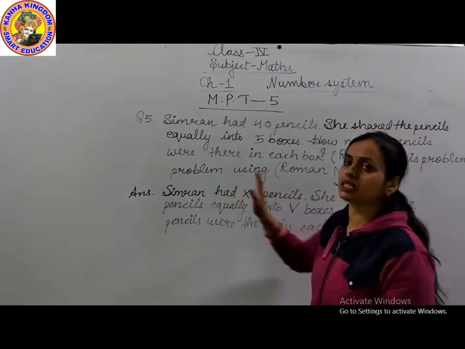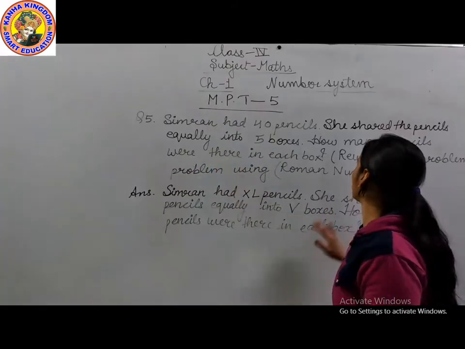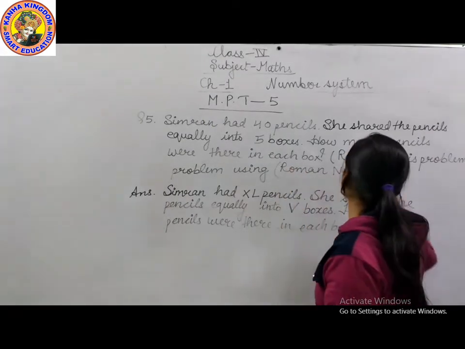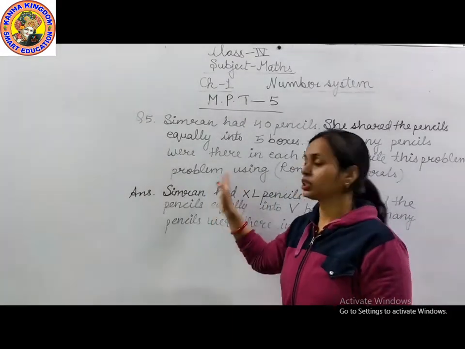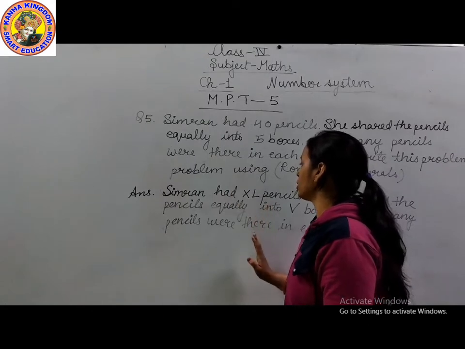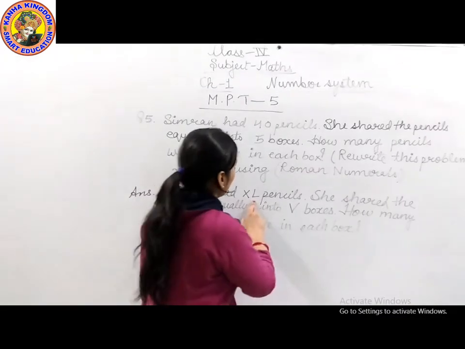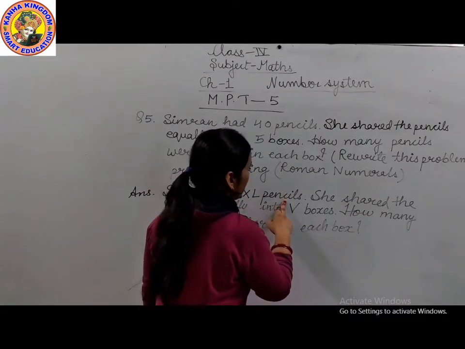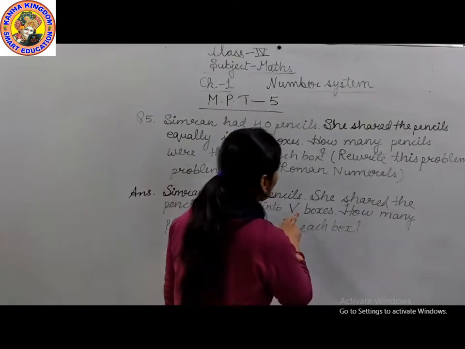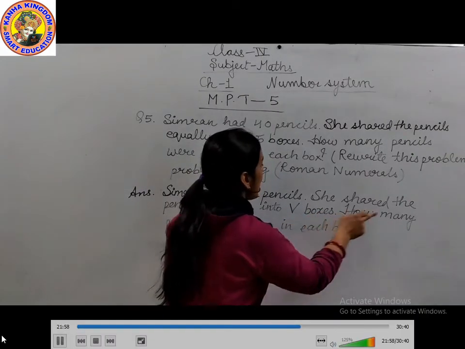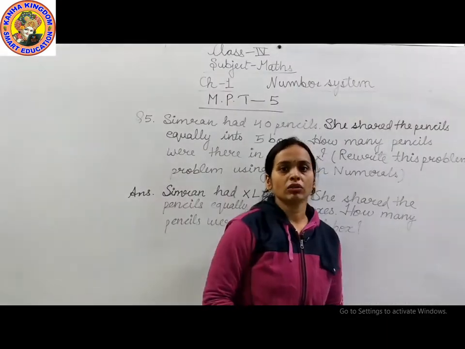So the question is, Simran had 40 pencils. She shared the pencils equally into 5 boxes. How many pencils were there in each box? So in this question, rewrite this problem using Roman numerals. Only rewrite this question into Roman numerals. So Simran had 40. We write 40 like this, XL pencils. She shared the pencils equally into 5. So we write here V boxes. How many pencils were there in each box? Okay, write down this in your notebook.